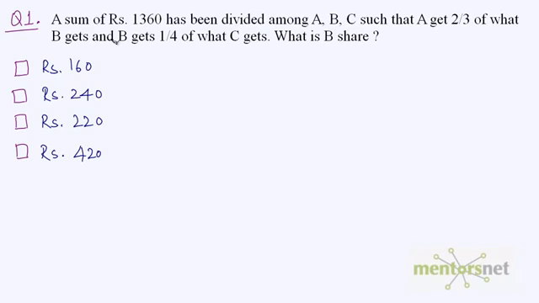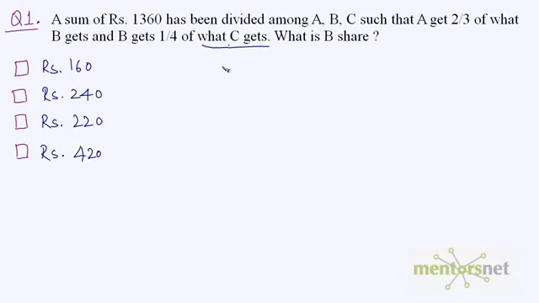A sum of rupees 1360 has been divided among A, B and C such that A gets 2/3 of what B gets and B gets 1/4 of what C gets. So what is B's share?